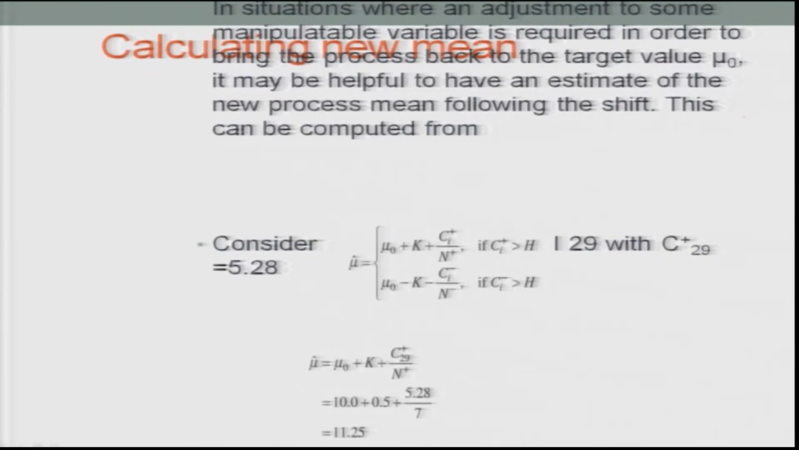If I find out the mean now, this mean value has to be calculated and estimated. The estimated mean is based on mu naught, which is the initial target value, plus K, which was half, plus or minus depending on whether it is C plus or C minus. You will find the ratios C plus by N plus or C minus by N minus, and you will find mu hat, which is the new value accordingly. So they come out to be 11.25.